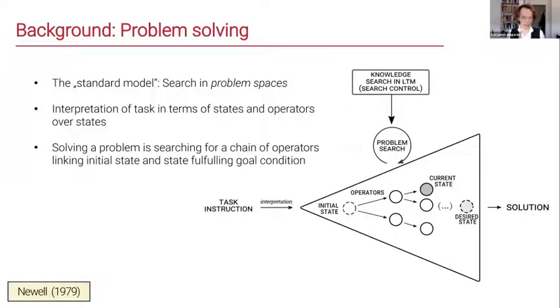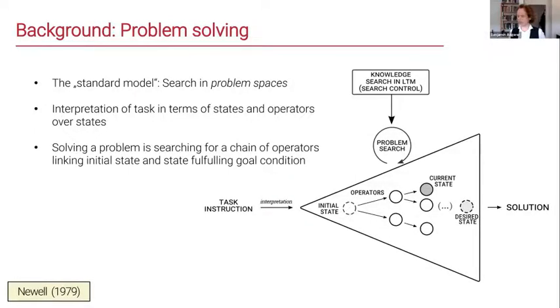So the idea is that if you have some kind of task, you get some task instructions, which you interpret, given your background knowledge and perception of your environment and so on, in terms of states and operators over these states. Then solving the problem is to search for a chain of operators that links some initial state that you're in to a state that fulfills some kind of goal condition. And usually you have this kind of triangular shape, which metaphorically indicates that you have this graphical space with a lot of branching going on.